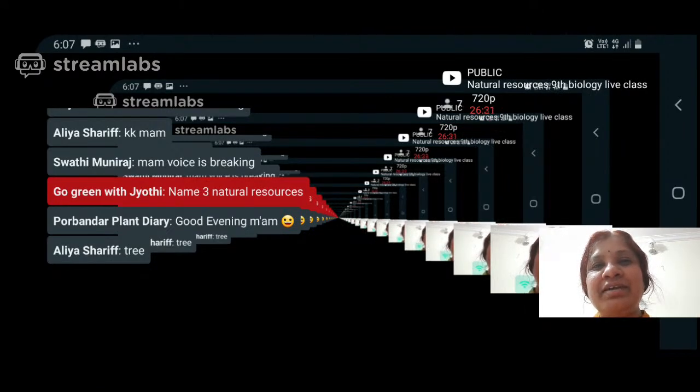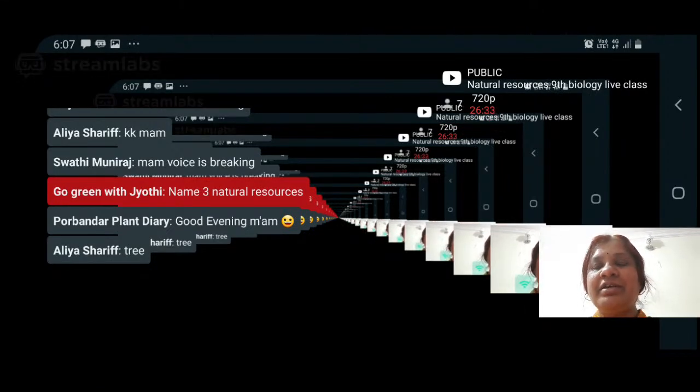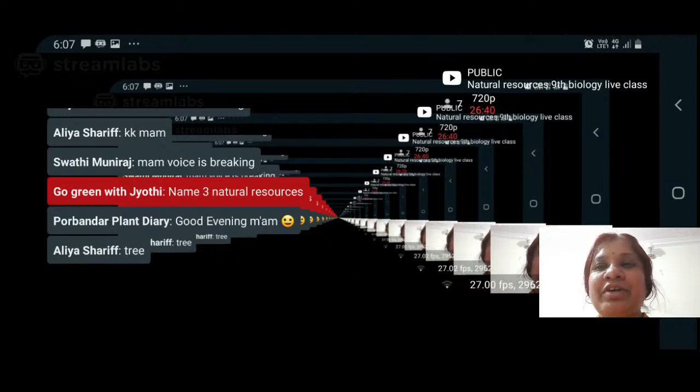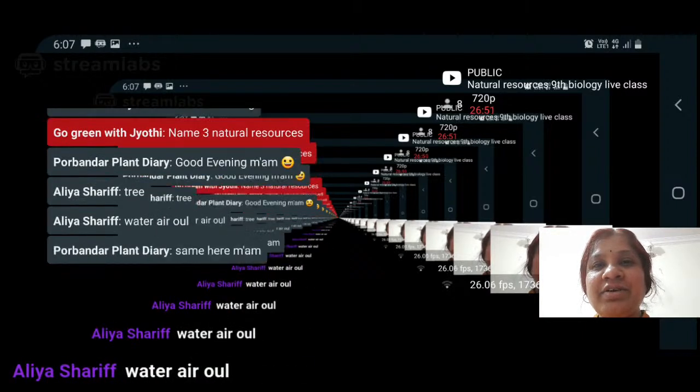Trees. Okay, Muskan. Vegetation. Green plants can be a natural resource. Okay, correct answer. Because you all have gone through the slides, you found a very good number of resources. Now among those resources, water, air.